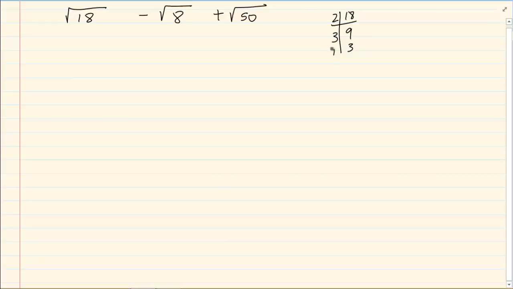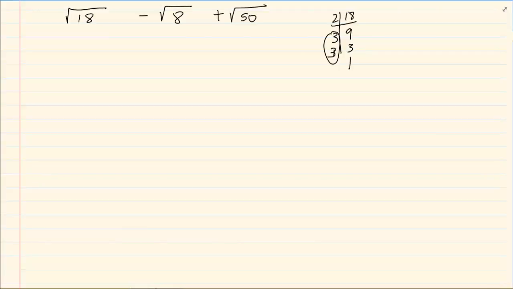So what we're doing is we use the fishbone method. This method is taught in grade 9. If you're not familiar with it, you have to go back and refer to those videos. So for root of 18, we have 3 root of 2 minus.